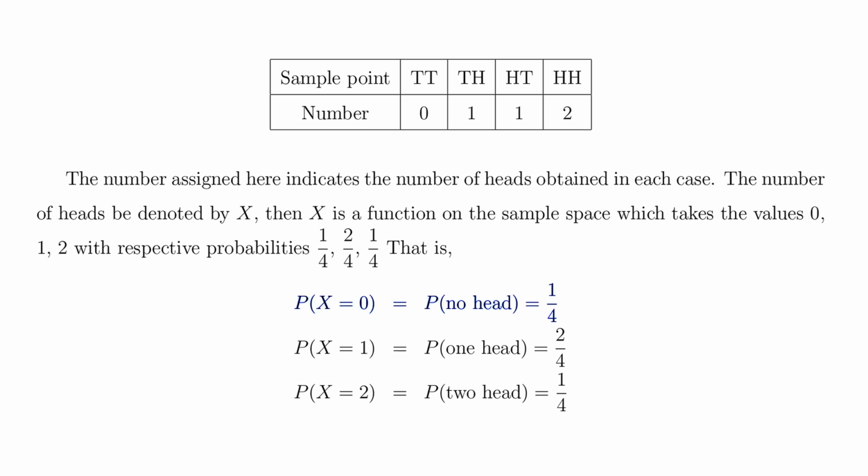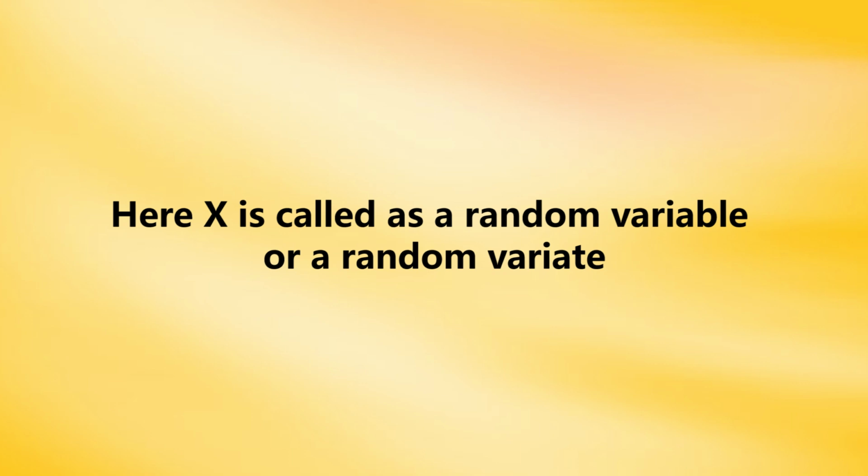That is, probability of x equal to 0 is equal to probability of no head, which is equal to 1 by 4, and probability of x equal to 1 is equal to probability of one head, which is equal to 2 by 4, and probability of x equal to 2 is equal to probability of 2 heads, which is equal to 1 by 4. Here x is called a random variable or a random variate.